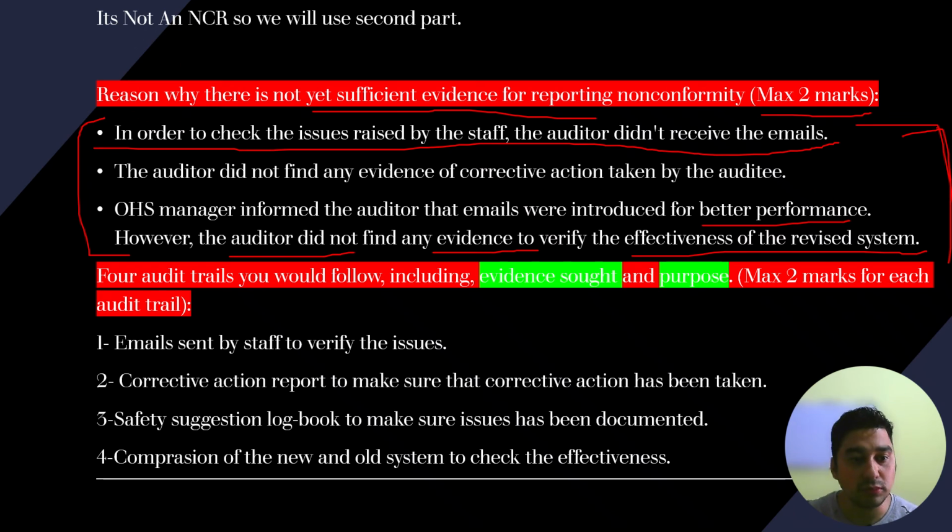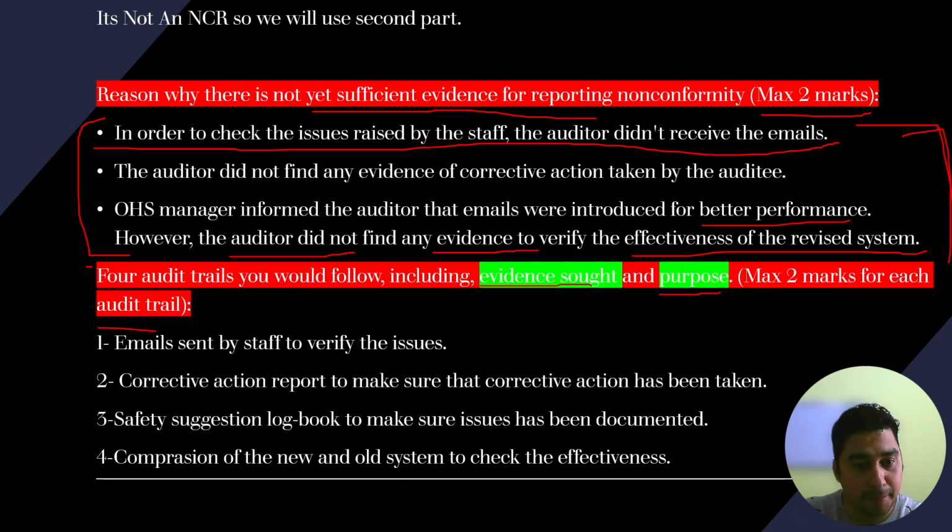Okay, now four audit trails you would follow, including evidence sought, evidence you need, and purpose, why you need that evidence. Okay, maximum 2 marks for each audit trail. So it is 8 marks. Clear?